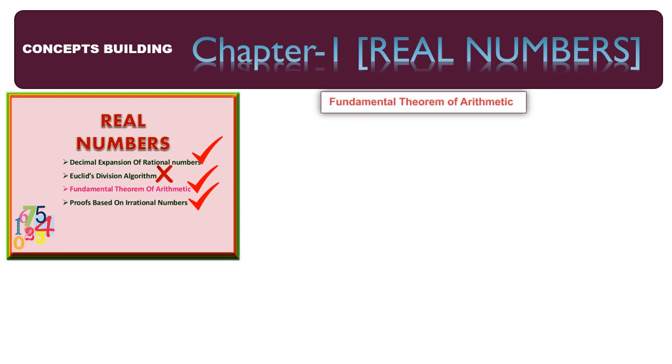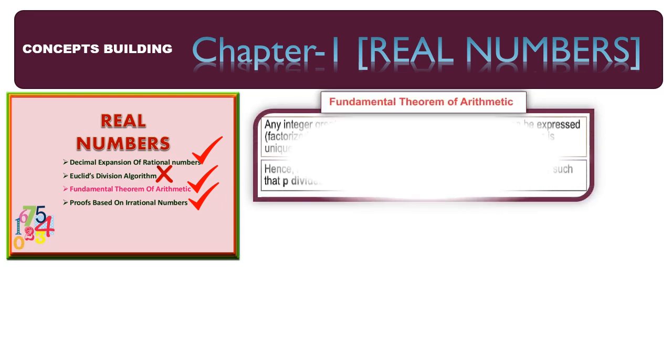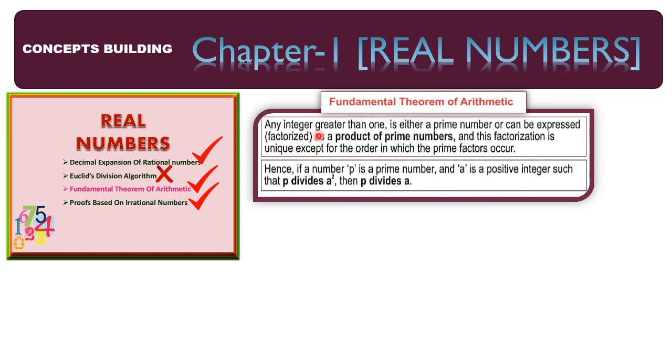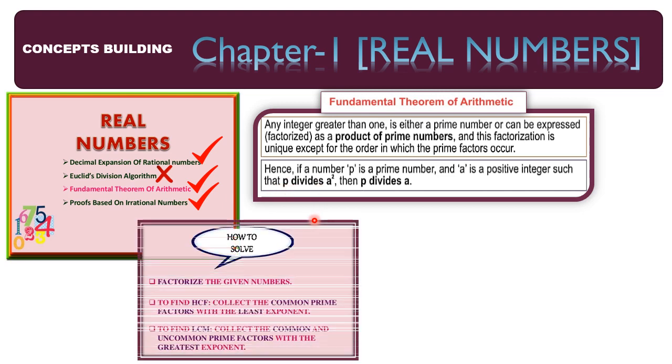So let us discuss first of all the fundamental theorem of arithmetic, which says that any integer greater than 1 is either a prime number or can be expressed as a product of prime numbers, and this factorization is unique except for the order in which the prime factors occur. Here one more theorem we have: if p is a prime number and a is a positive integer such that p divides a square, then p divides a.